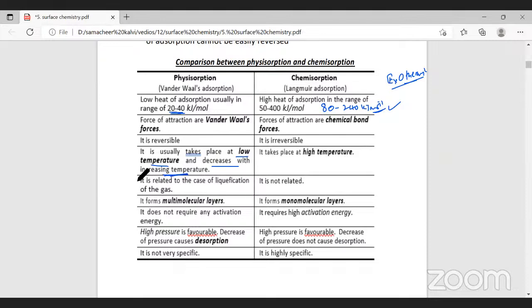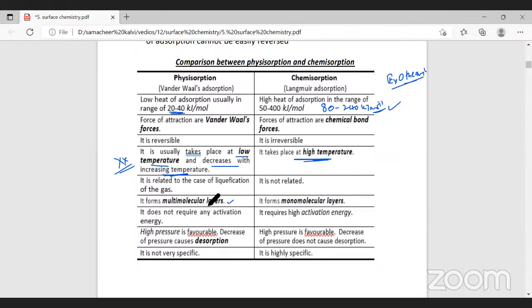So physical adsorption, this point you should remember, physical adsorption decreases with increase in temperature and chemical adsorption takes place at high temperature. It is related to the case of liquefaction of gases. Chemisorption is not related. Now, physical adsorption forms a multi-layer.